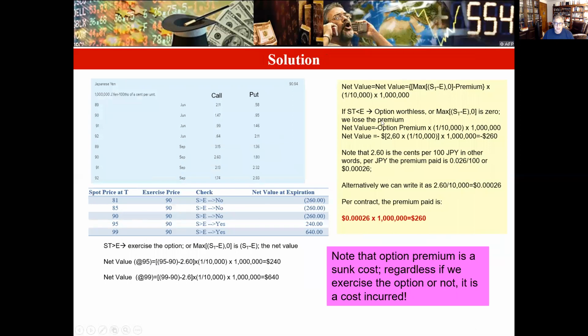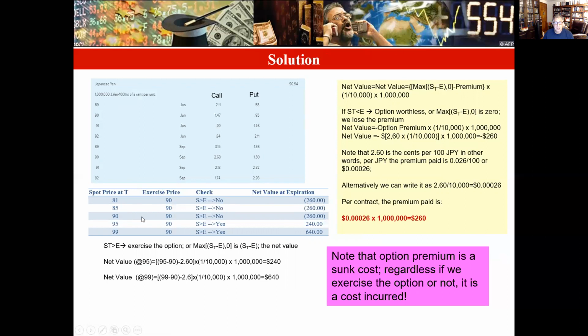In this case, the same principle applies, as you see in here. The premium that we pay is $260. I have a quick note for you: the option premium is a sunk cost. Regardless of whether we exercise the option or not, this cost is incurred, so it is not going anywhere. So we will have to account for this whether we exercise the option or not. So with similar characteristics at 81, 85, and 90, the option is not going to be exercised, and in these cases we are going to incur the $260 of sunk cost that we already paid at the outset to purchase the call option.